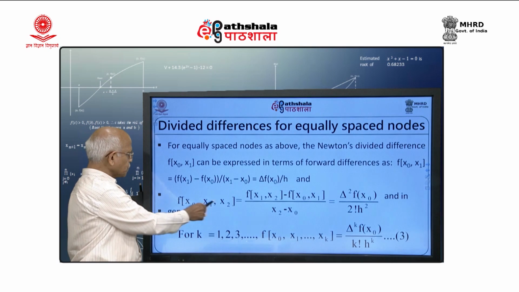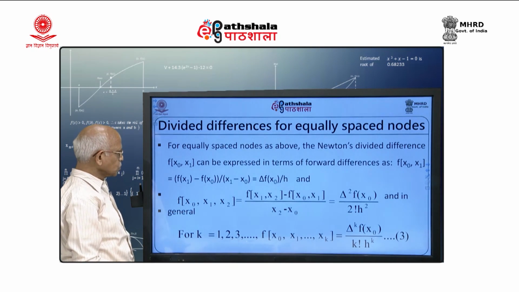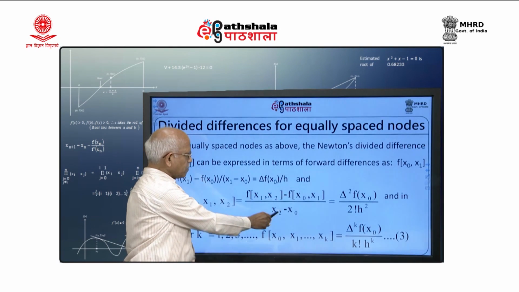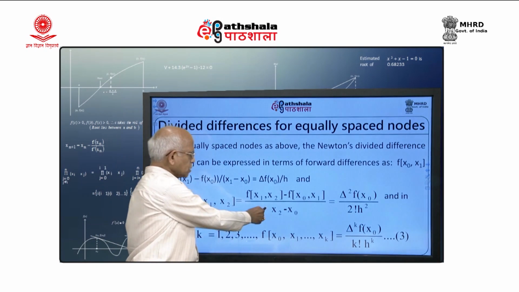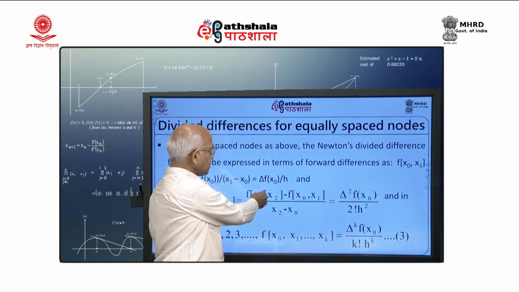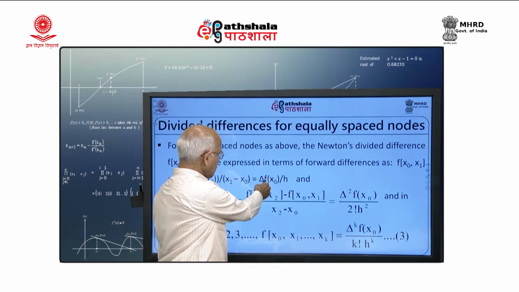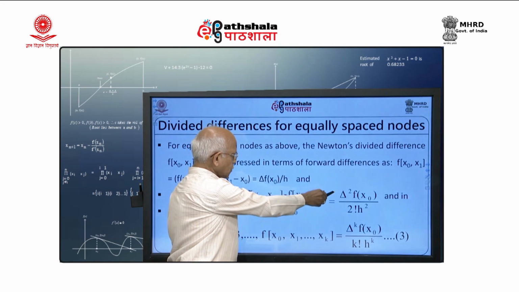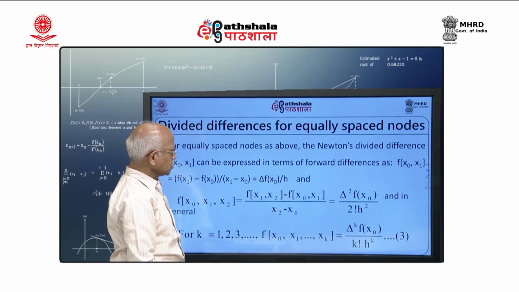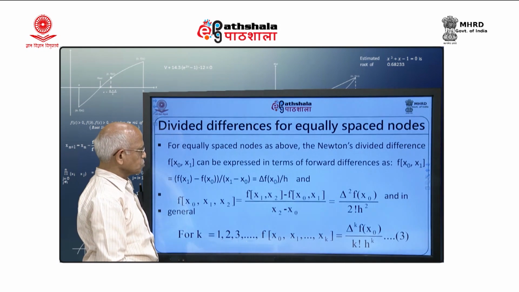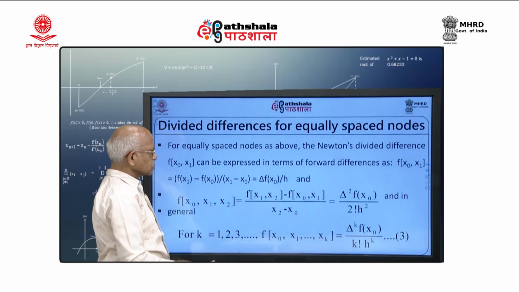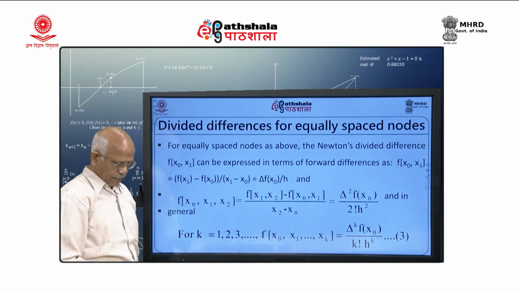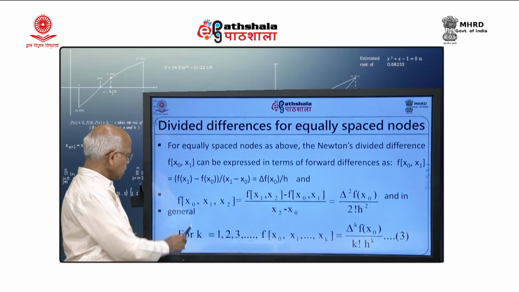And if you take the second difference, I will get f[x0, x1, x2]. So, that will be f[x1, x2] minus f[x0, x1] divided by x2 minus x0, but x2 minus x0 will be 2h, and this will be delta f(x1) by h minus delta f(x0) by h, and therefore I will get delta square f(x0) by 2 factorial into h square. So, this is nothing but delta square f(x0) divided by 2 factorial into h square, that is the value of this difference.